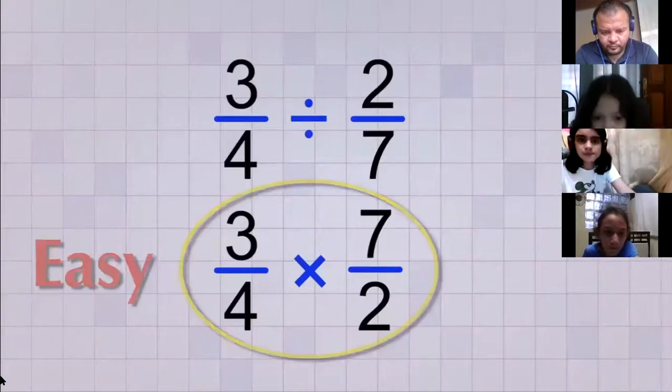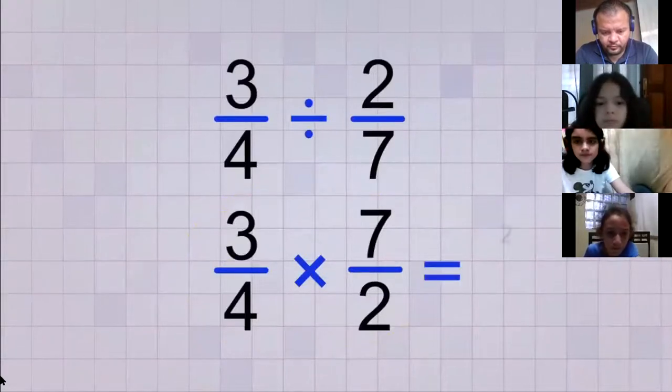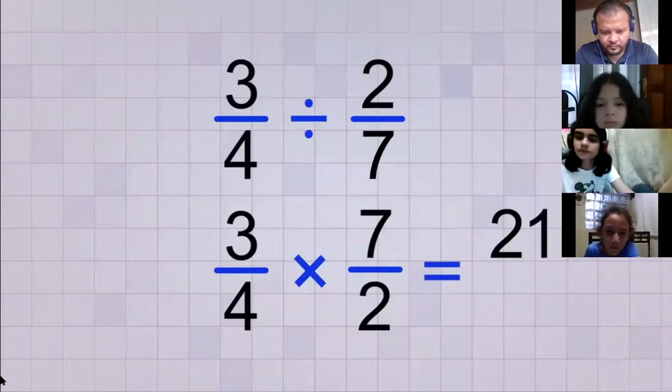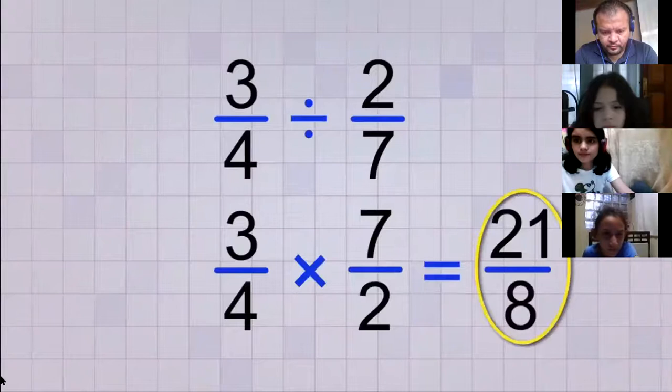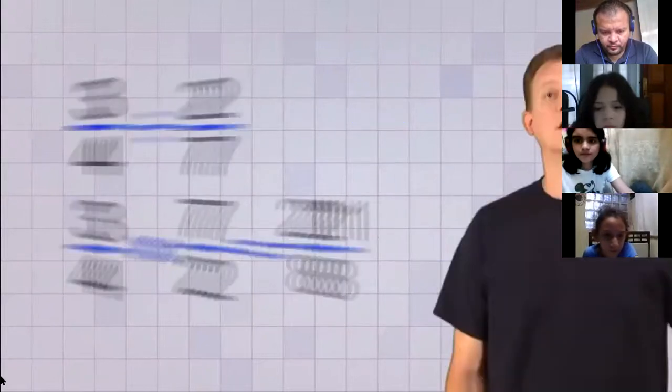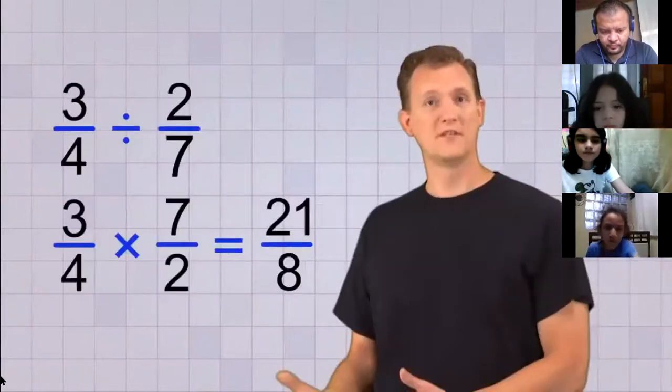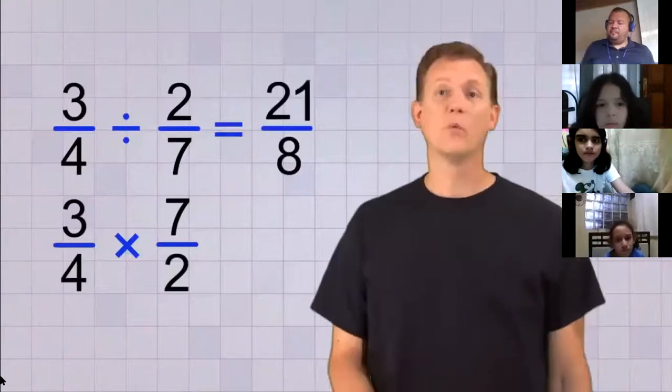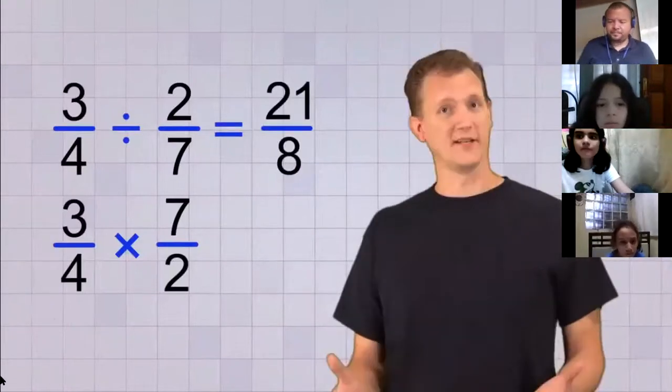Just multiply the tops, 3 times 7 equals 21, and multiply the bottoms, 4 times 2 equals 8. And we have the answer to our fraction division problem. So 3 over 4 divided by 2 over 7 is 21 over 8. So that's pretty easy. But let's try one more example.